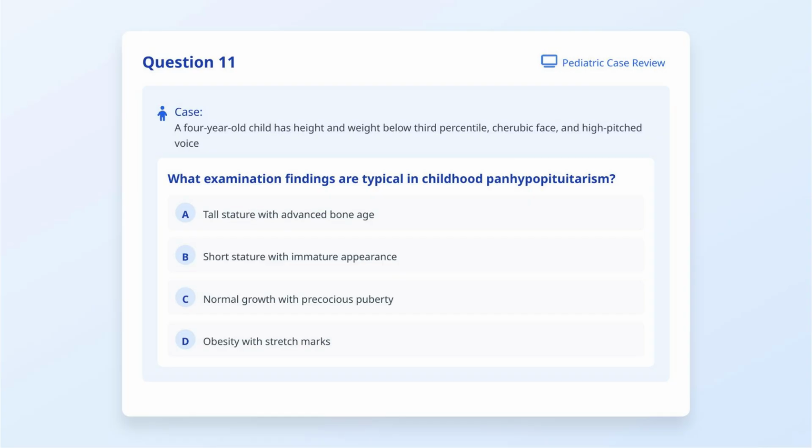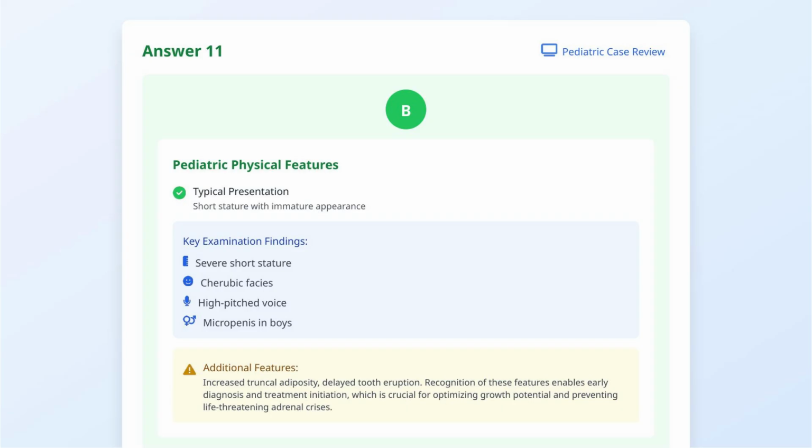Case scenario: a 4-year-old child has height and weight below the 3rd percentile, cherubic face, and high-pitched voice. Question: what examination findings are typical in childhood panhypopituitarism? Option A: tall stature with advanced bone age. Option B: short stature with immature appearance. Option C: normal growth with precocious puberty. Option D: obesity with stretch marks. The correct answer is B.